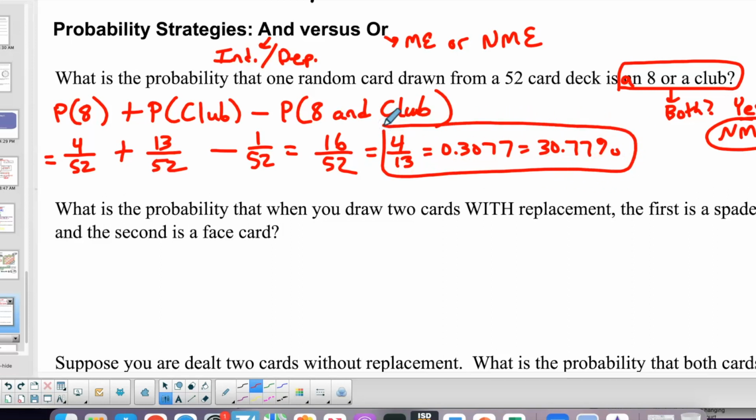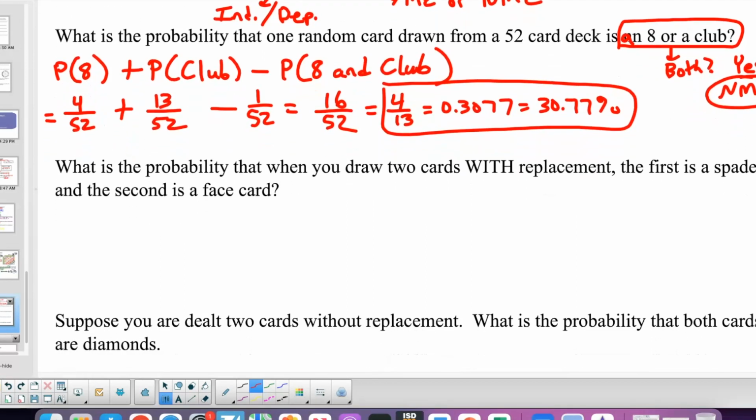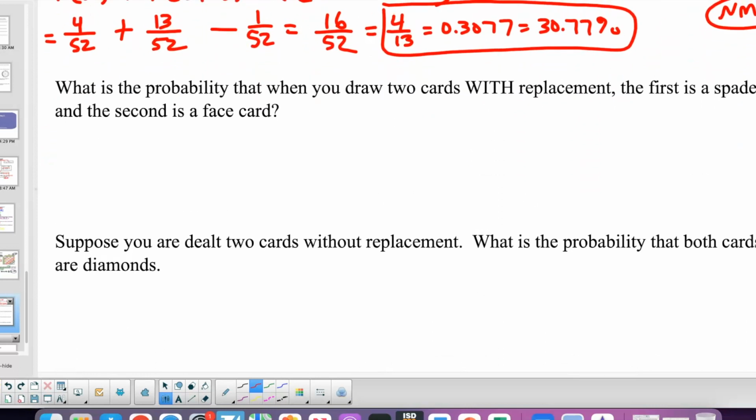All right, so that one is an example of a non-mutually exclusive problem. All right, next, let's keep going. So we have, what is the probability when you draw 2 cards with replacement? Okay, so anytime it starts talking about replacement, now you're looking at independent or dependent. And this is an and problem. So the first one is a spade and the second one is a face card.